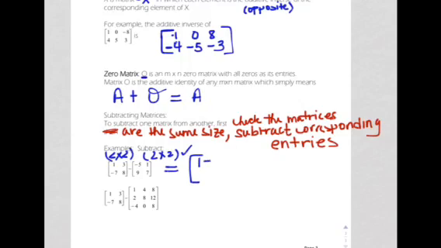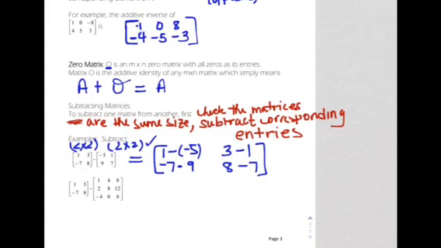You will do 1 minus negative 5, it's a double negative there, 3 minus 1, negative 7 minus 9, and 8 minus 7. Simplifying that, you will get 1 minus negative 5 is 6, 3 minus 1 is 2, negative 7 minus 9 is negative 16, 8 minus 7 is 1.